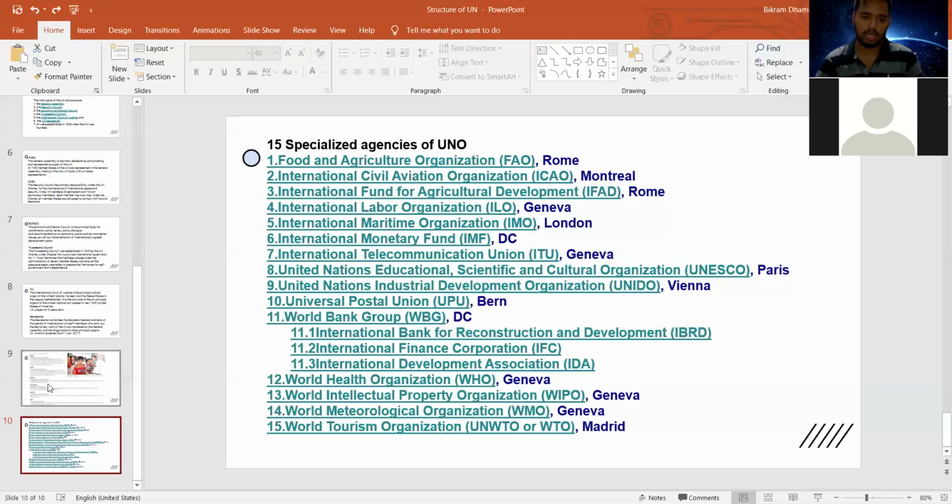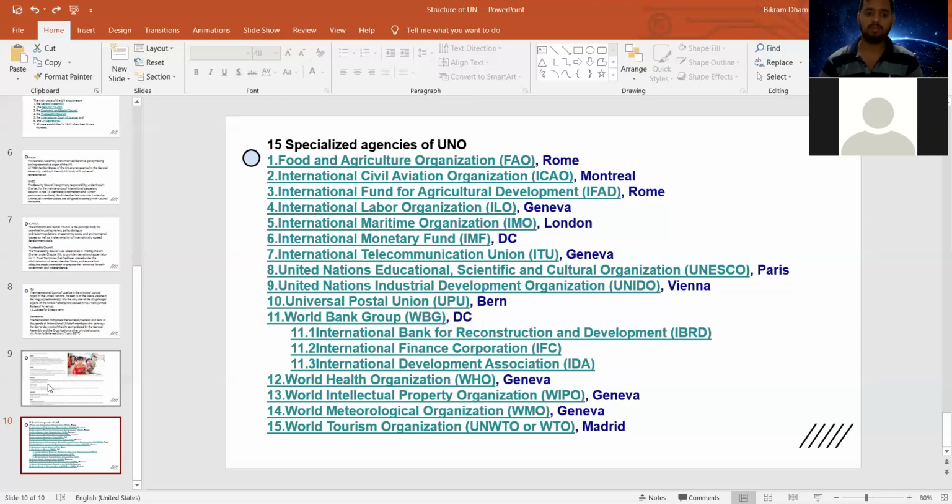And the 12th specialized organization of the UN is WHO. You all know about WHO, you can see it in the media also, and it is headquartered in Geneva. Likewise, there is the specialized organization of the UN for intellectual property rights. Its headquarters is in Geneva again. That organization is WIPO, and it deals with copyright, patent rights, branding and all things related to intellectual property rights.